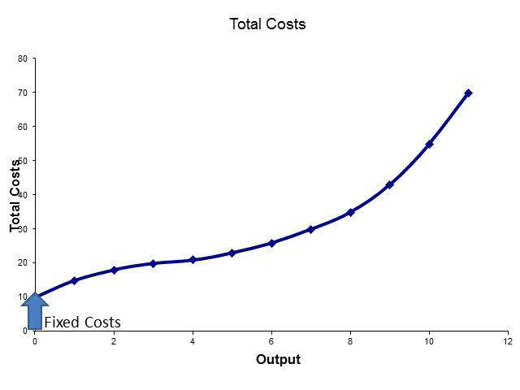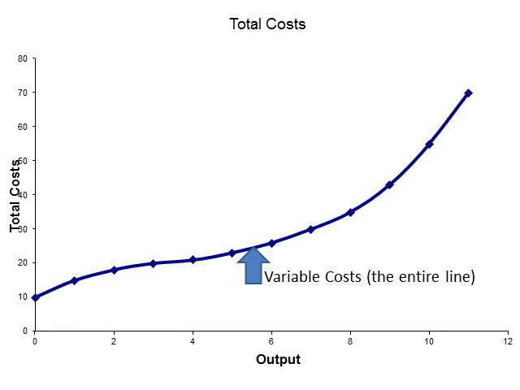Second, the total costs also increase as the amount of output increases. This aspect of the graph represents the fact that the firm's total costs have a variable component. The line itself represents the variable costs of the firm.